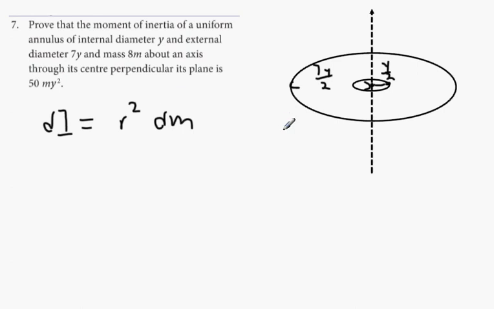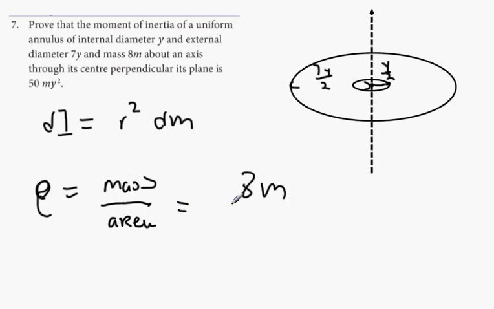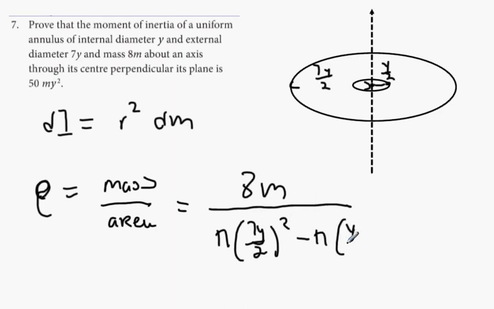Now that we have that done, we're going to go through what we always start off with. I always start off with rho. Rho is defined as mass per unit area, yeah? So it's mass over total area of the object. Now what's the mass? 8m this time. Be careful about that. Now the area is a tricky one. It's going to be pi times 7y over 2 squared minus pi times y over 2 squared, the difference in the areas of both circles.